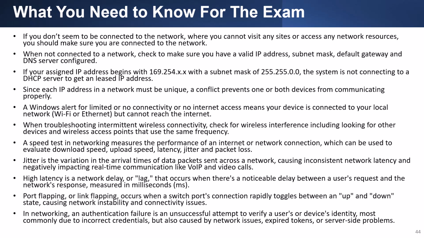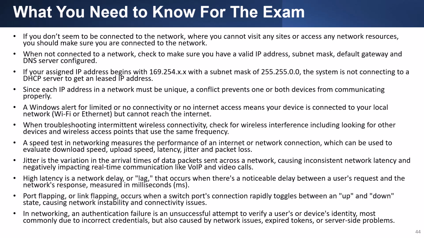A Windows alert for limited or no connectivity or no internet access means your device is connected to your local network, Wi-Fi or Ethernet, but cannot reach the internet. When troubleshooting intermittent wireless connectivity, check for wireless interference, including looking for other devices and wireless access points that use the same frequency. A speed test in networking measures the performance of the internet or network connections, which can be used to evaluate download speed, upload speed, latency, jitter, and packet loss. Jitter is the variation in the arrival times of data packets sent across a network, causing inconsistent network latency and negatively impacting real-time communications like VoIP and video calls.